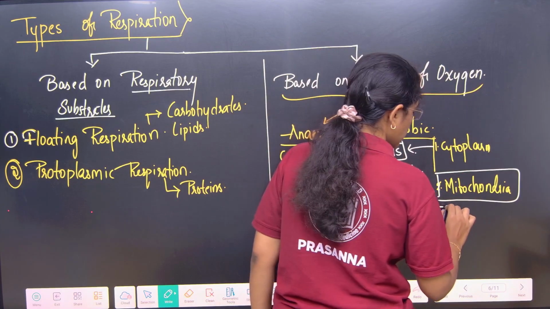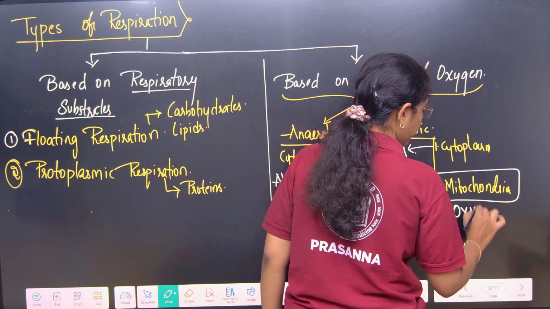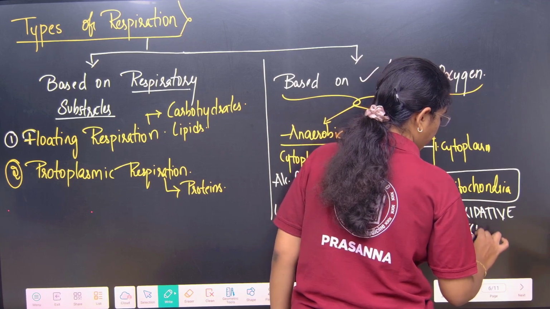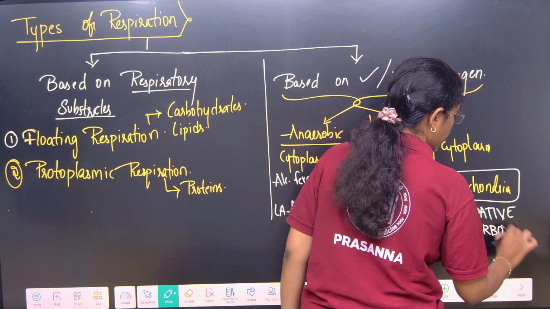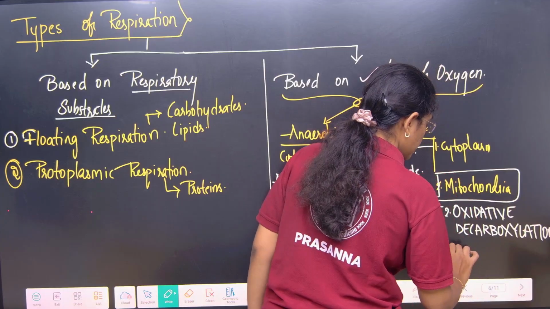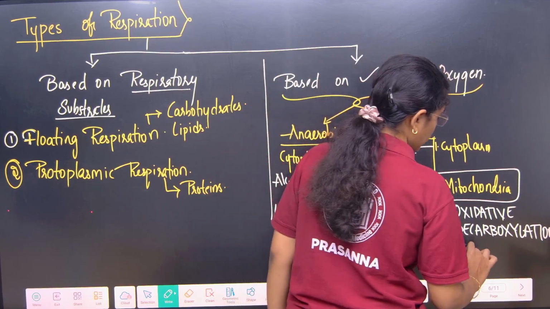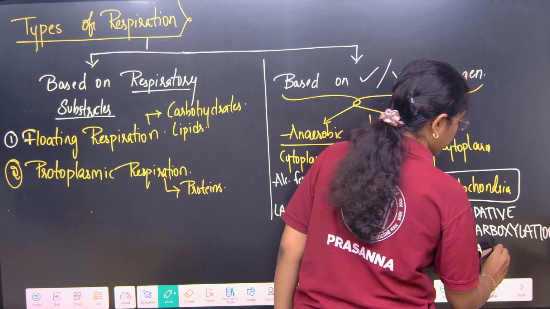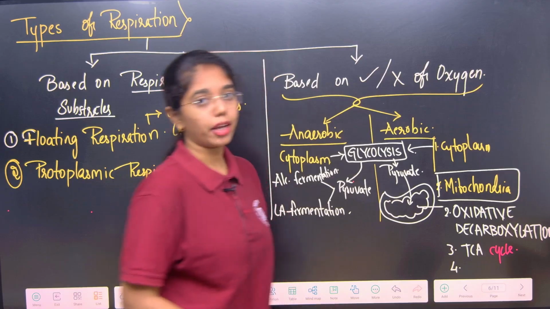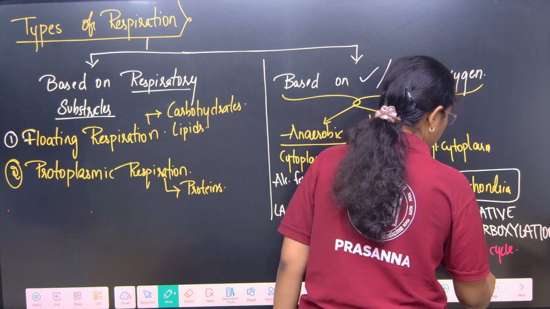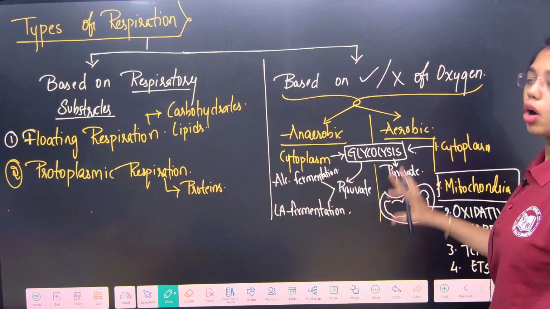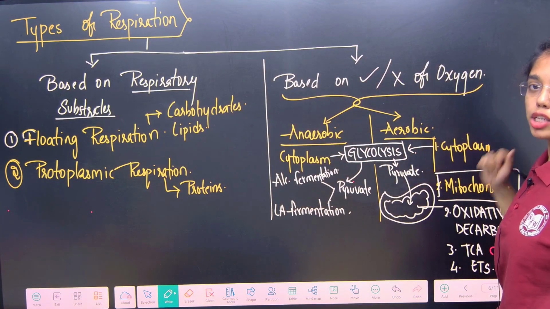After glycolysis, the second step is oxidative decarboxylation. The third step is the TCA cycle or Krebs cycle. The fourth step, or the final step of aerobic respiration, is the electron transport system. That's all. This is the complete framework, or flow chart, that you are going to learn in the chapter respiration.